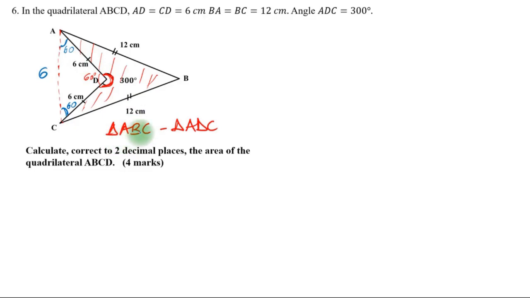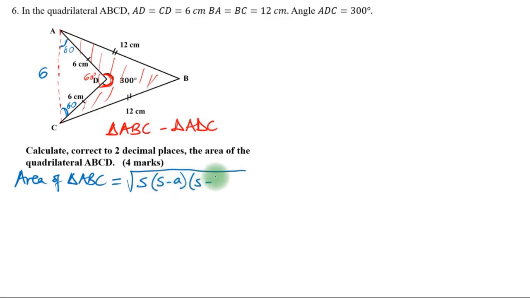In that case, we can use a different option. Half base times height, we require the height. But also we can use Heron's formula to get the area. So the area of triangle ABC will be, using Heron's formula, the square root of S, where S is half the perimeter of the triangle, times S minus A, multiplied by S minus B, multiplied by S minus C. So A, B, and C are the sides of the triangle.